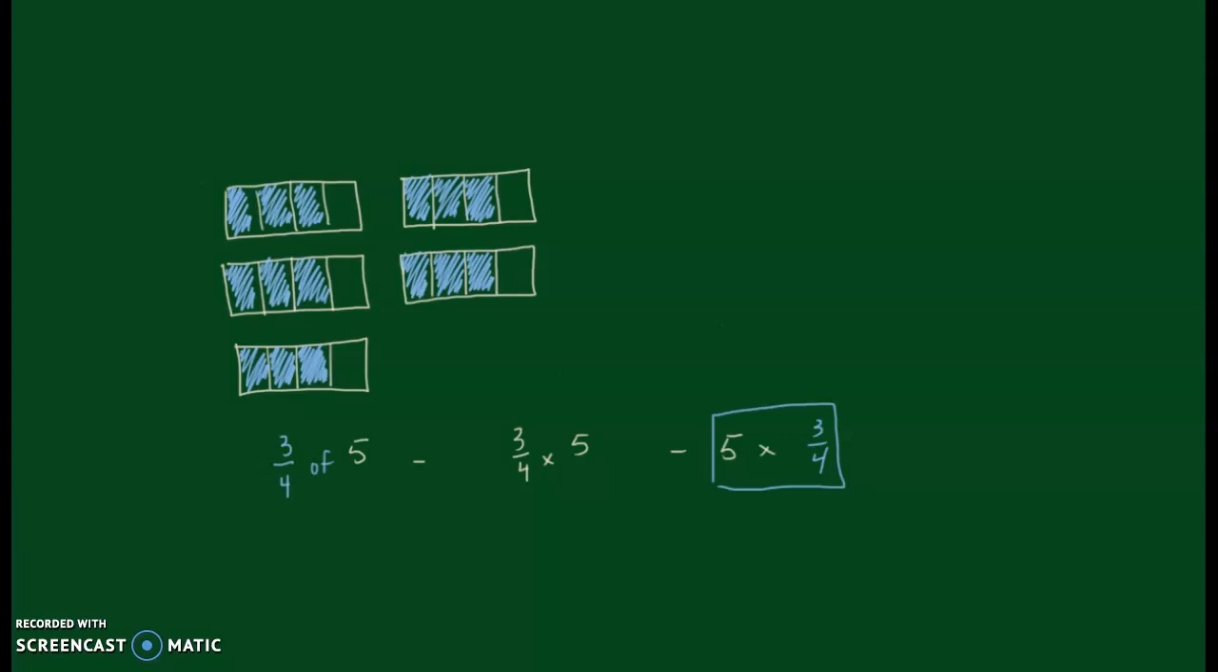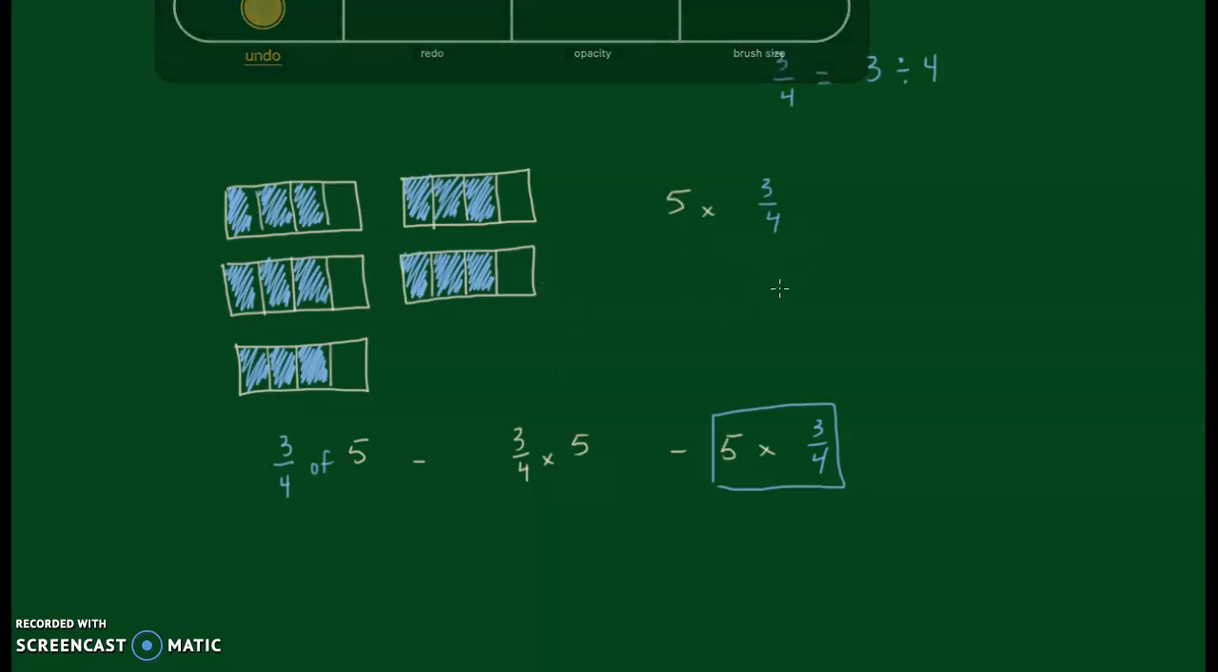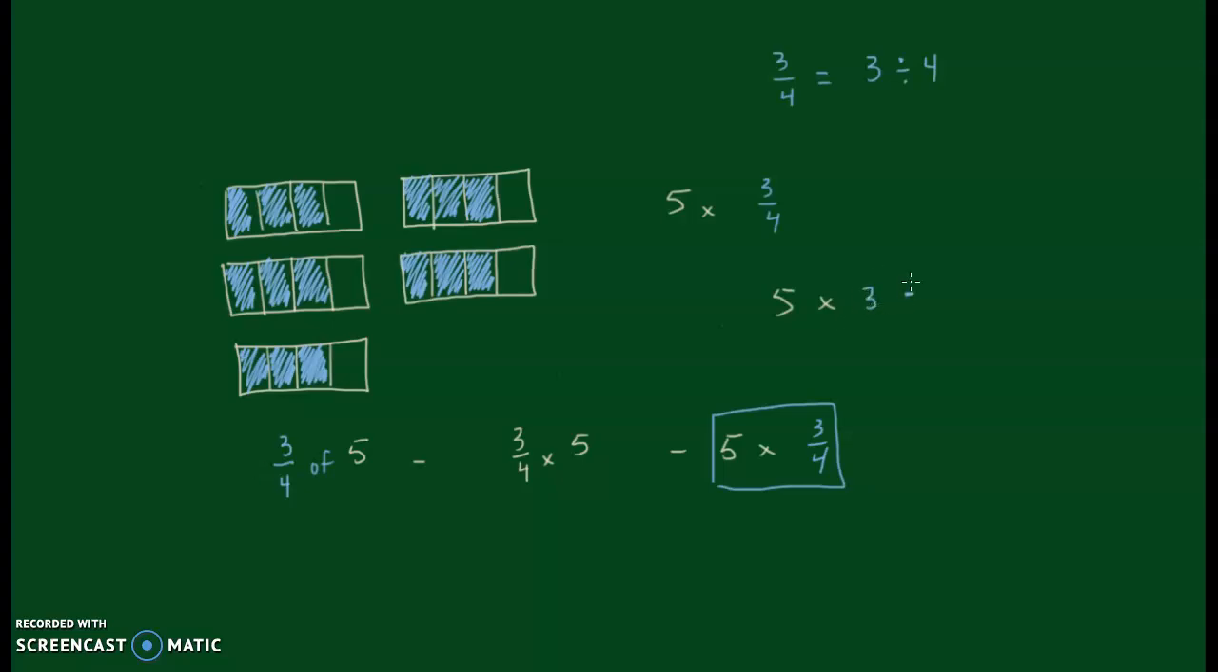So if I start with the 5 times 3/4, I know that 3/4 is equal to 3 divided by 4. So now I can take this problem and rewrite it: 5 times 3 divided by 4. I'm going to pick an entirely different color here. So 5 times 3 is 15.